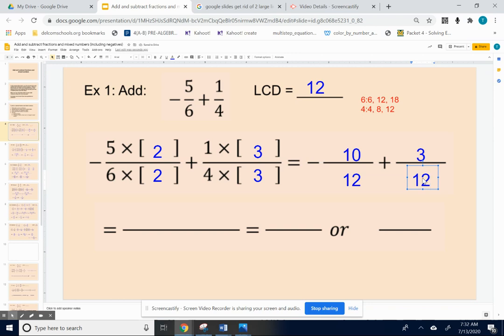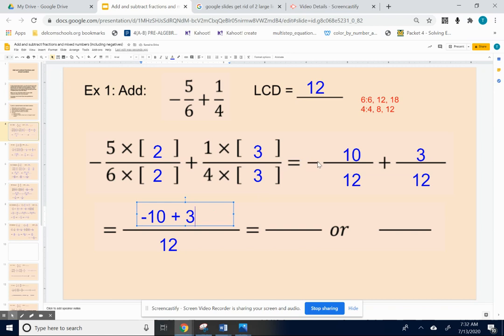Okay, you okay there? We got a least common denominator of 12. We multiplied the first fraction by 2's and the second fraction by 3's. Next thing you want to do is write an addition problem over the 12. So I'm going to keep the 12 on the bottom, and I'm going to take the negative 10 and add the 3 for the top.